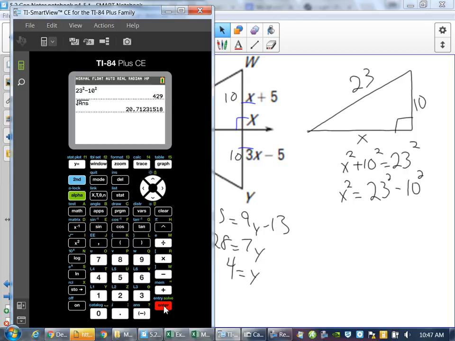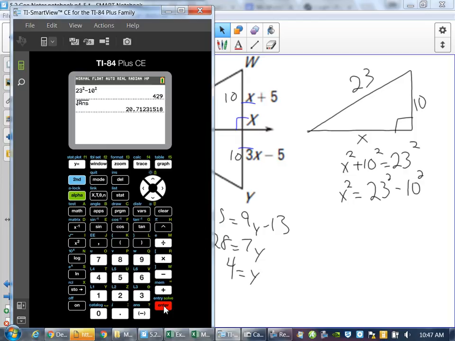Okay. Did anybody's calculator just say root 429? The one benefit of this calculator is that it will automatically put it in simplified radical form. That just means that the square root of 429 can't be simplified. In order to get the decimal equivalent, you know how to press that on this one?